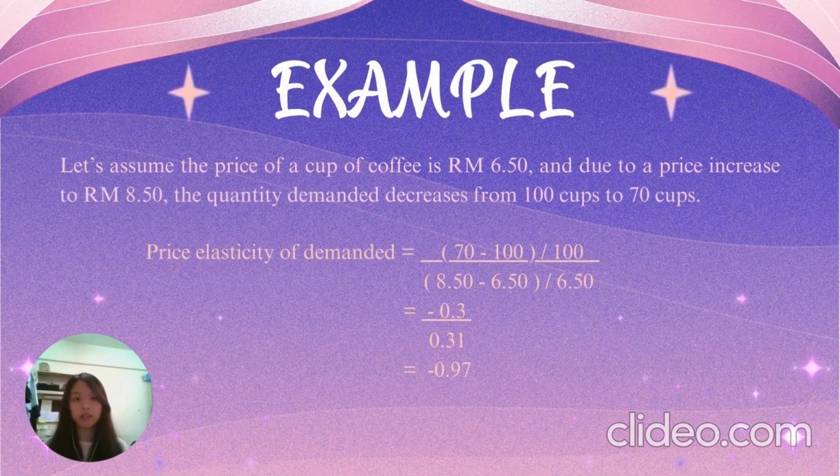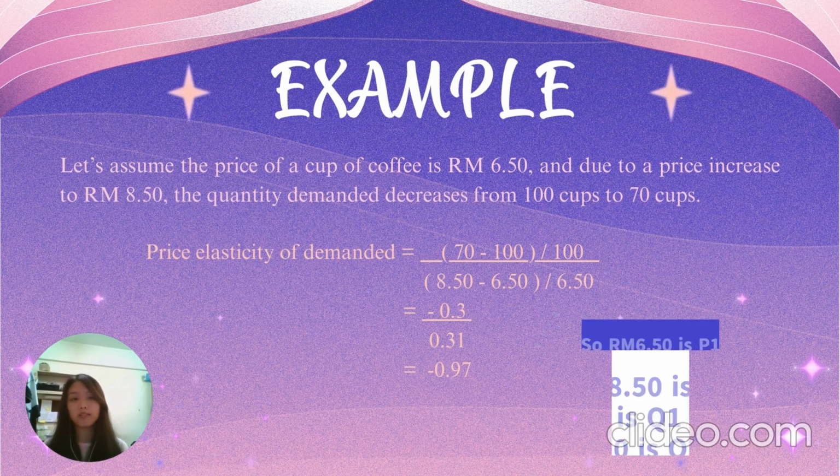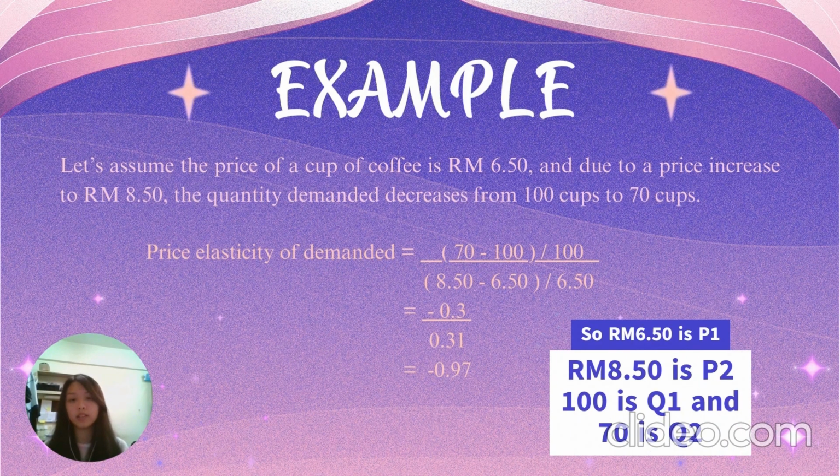For example, let's assume the price of a cup of coffee is 6 ringgit 50 cents, and due to a price increase to 8 ringgit 50 cents, the quantity demanded decreases from 100 cups to 70 cups. So 6 ringgit 50 cents is P1, 8 ringgit 50 cents is P2, 100 is Q1, and 70 is Q2.